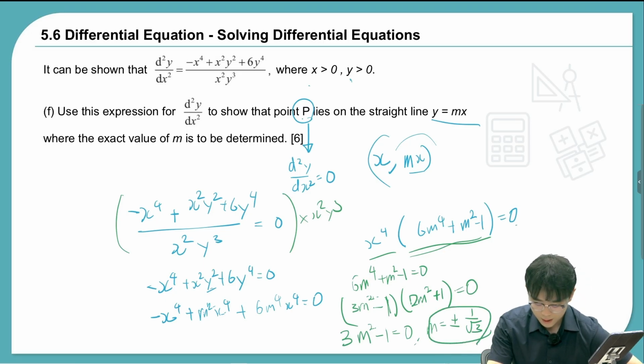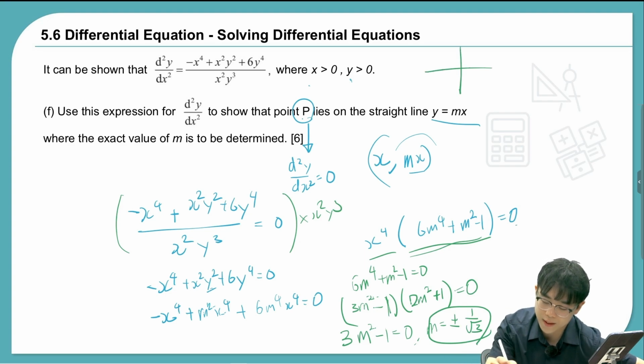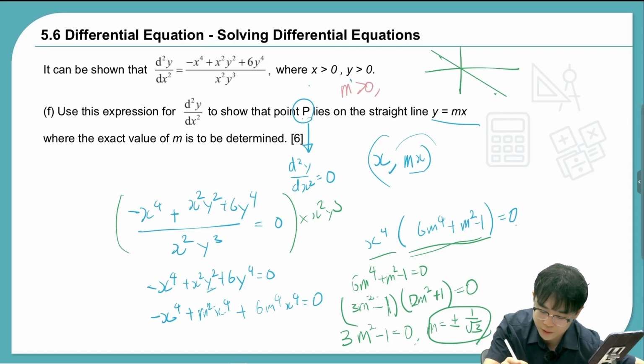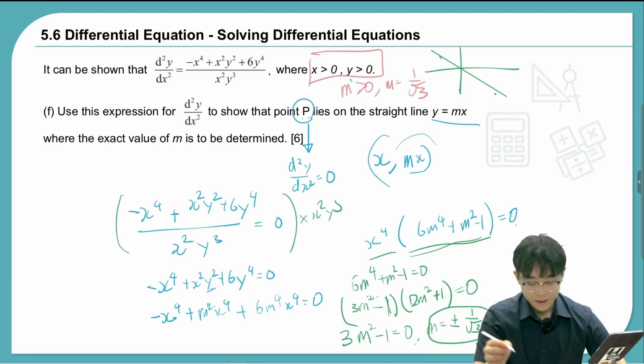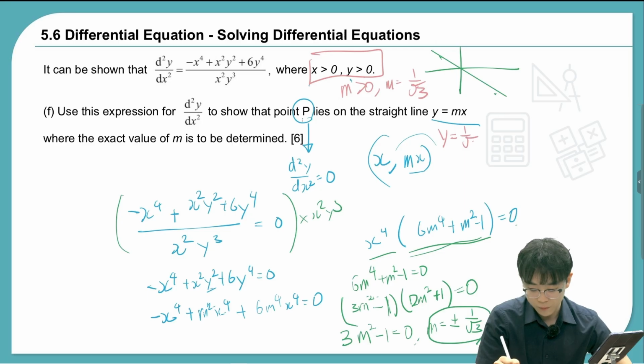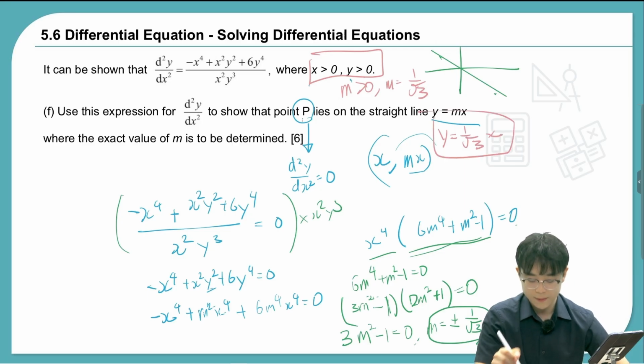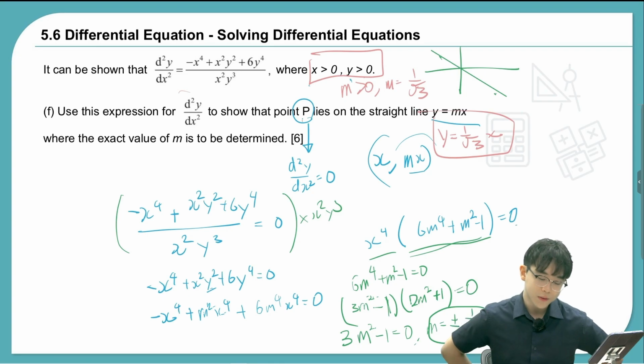Okay. And since we want x and y to be in the first quadrant, if m were to be negative, x and y would be in the second and fourth quadrants. So m would have to be positive, right? So m has to be greater than 0, so m is 1 over root 3. This is because x is greater than 0 and y is greater than 0. So point P lies on y equals 1 over root 3 x, because this expression for d squared y over dx squared goes to 0.